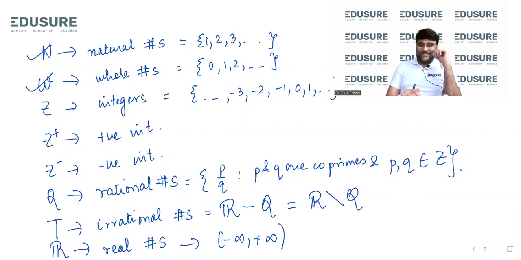Real and complex, not unreal. There are students who are putting artificial. There's nothing called an artificial number. Real and complex numbers. Real and imaginary numbers is also sometimes acceptable.